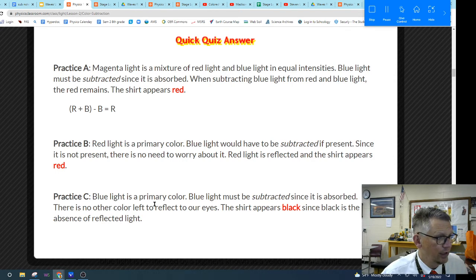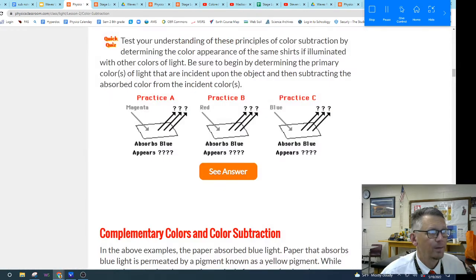And C, blue light is a primary color. If blue light is subtracted, is absorbed, there is no other color left to reflect to our eyes. The shirt appears black because there's nothing reflected.